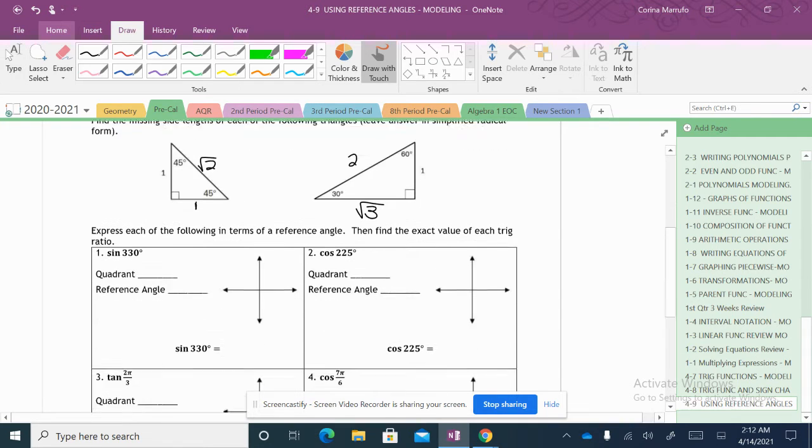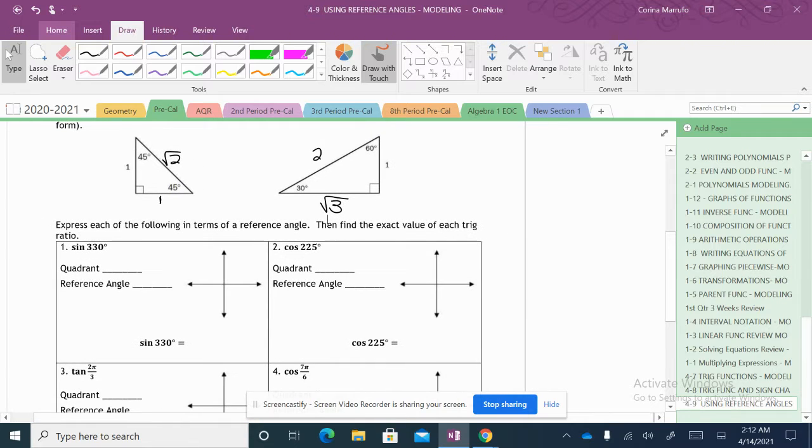So here it says express each of the following in terms of a reference angle, then find the exact value of the trig ratio. So first we're going to go ahead and graph sine of 330 degrees. So this is going to be 90, this is 180, this is 270, and this is 360. So then that means 330 lands in the fourth quadrant. Okay, and from here all the way to here is 330 degrees, but I'm going to make my triangle here. This is my angle theta.